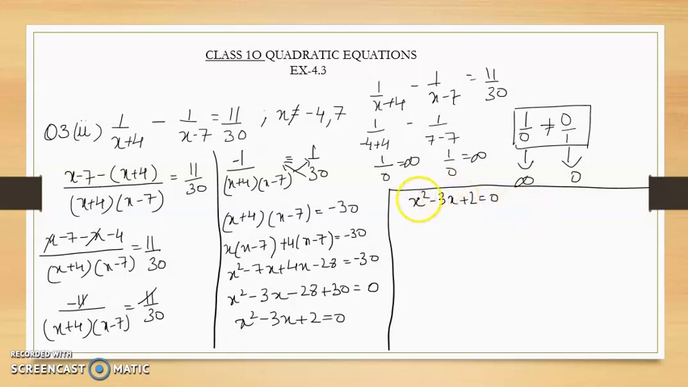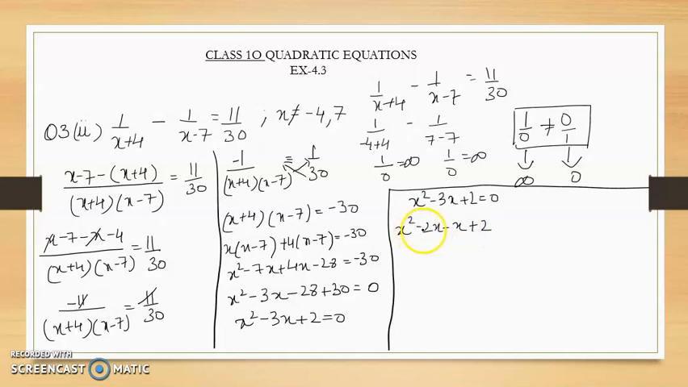Okay, I have explained to students how to solve this by factorization, so I am not repeating; I am directly solving now. You need factors of 2, so this means 2 and 1. Minus 2 into minus 1 will give me plus 1, and minus plus will give me minus 3x. So I will write x square minus 2x minus x plus 2.